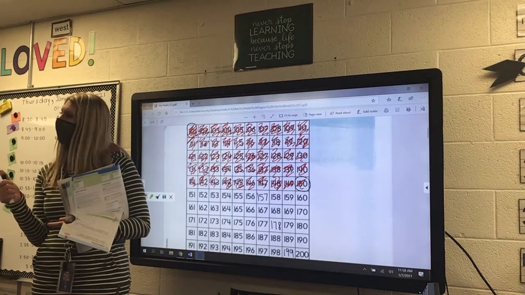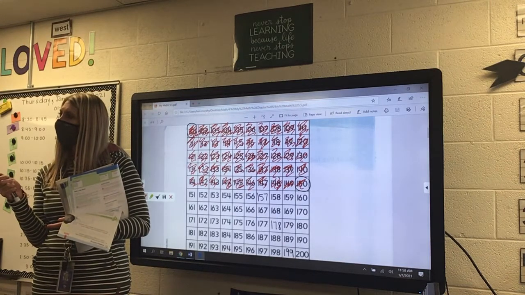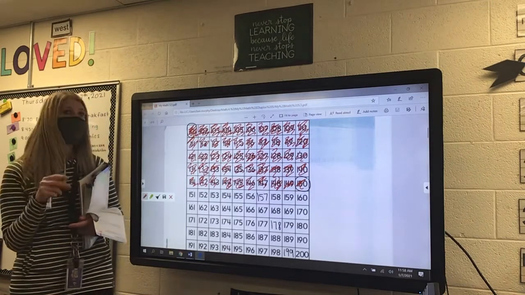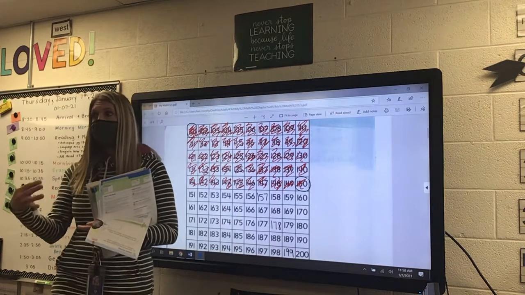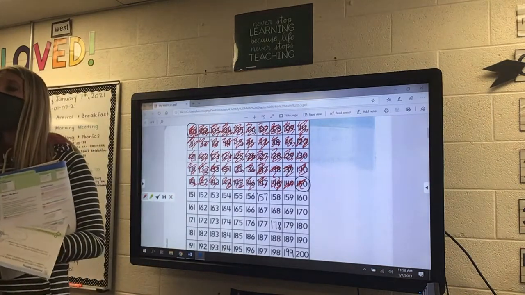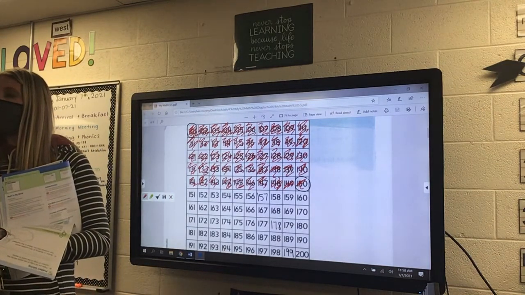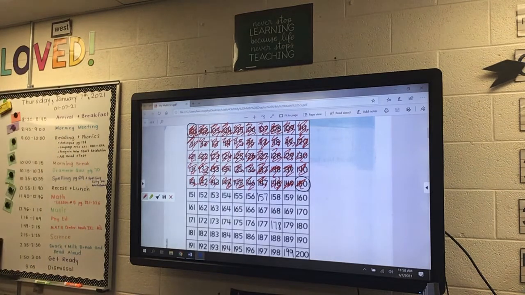Hayden: Or you could just say 1 and then the tens and then the 1. Yeah, but you have to say 100 because we have to know which place value it is. Okay? So don't forget the 100.